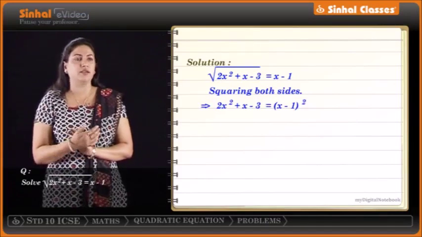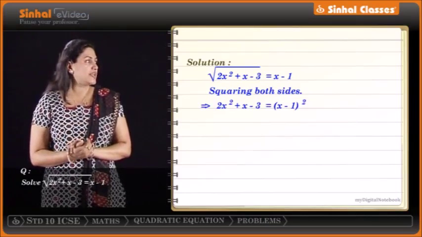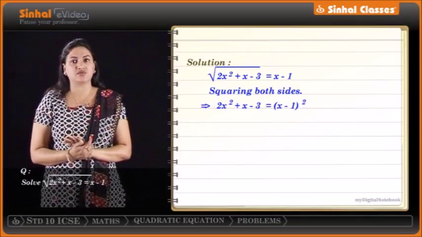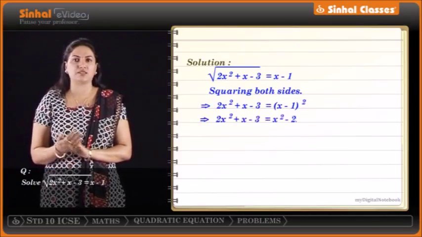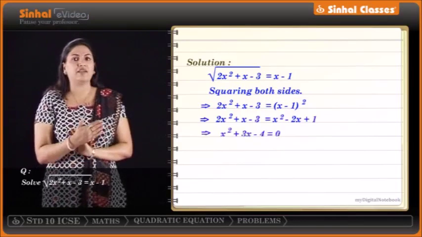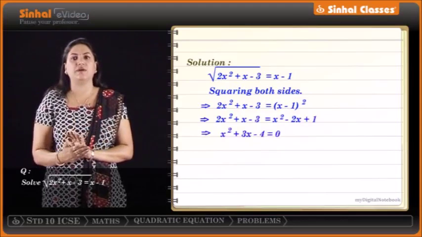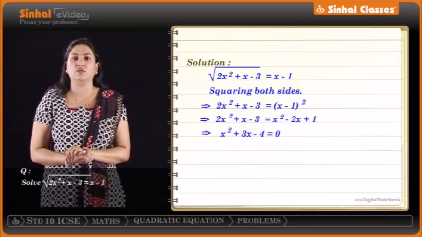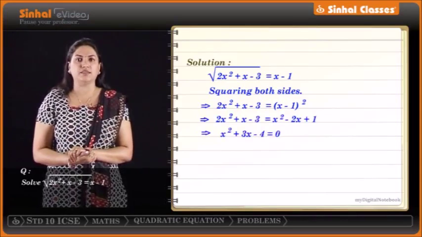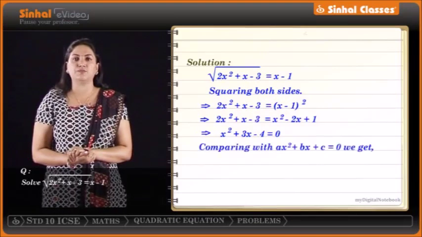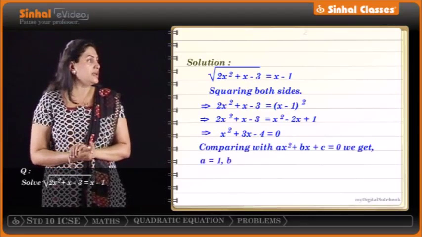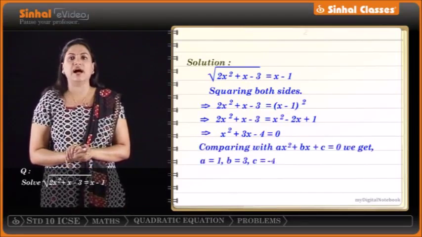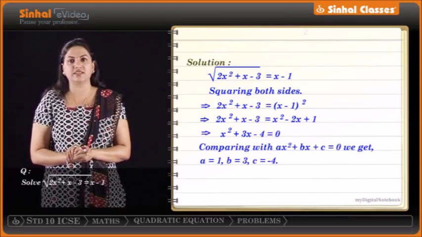So the equation becomes 2x square plus x minus 3 is equal to x square minus 2x plus 1. We have x square plus 3x minus 4 is equal to 0. Now compare this with ax square plus bx plus c is equal to 0. We get a is equal to 1, b is equal to 3 and c is equal to minus 4.